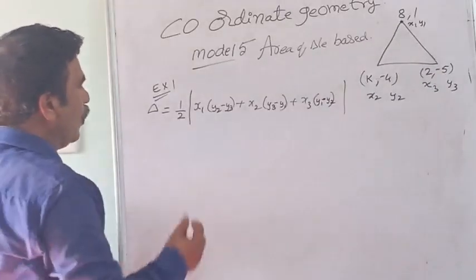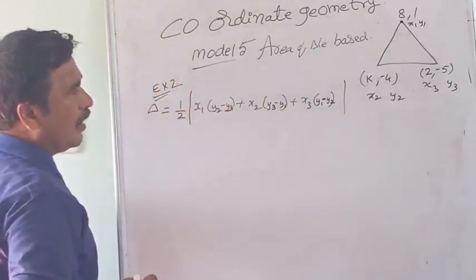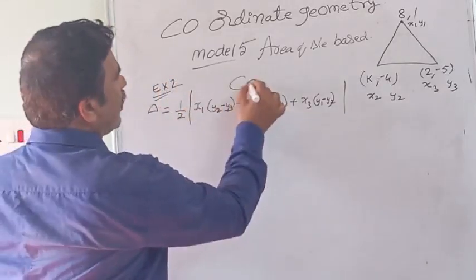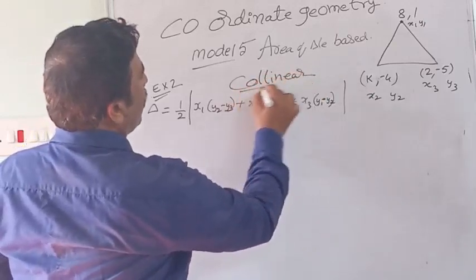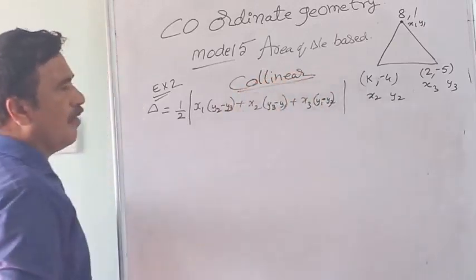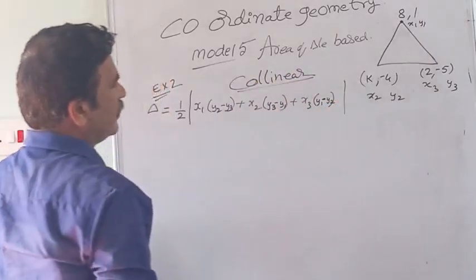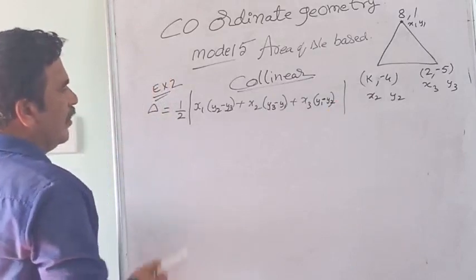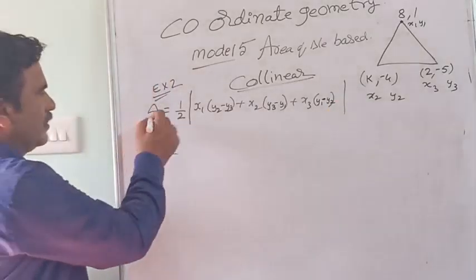Now example 2, based on area, he gives points are collinear. He is only giving that the points are collinear. What he is asking is some missing value will be there, find that. Then same thing, area must be 0. Take area plus it is 0.